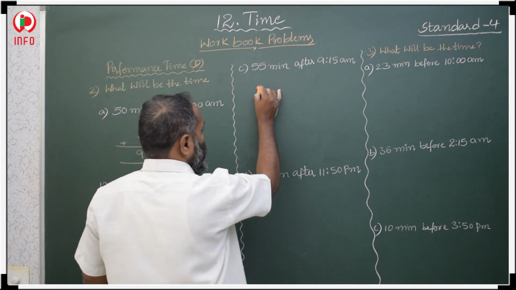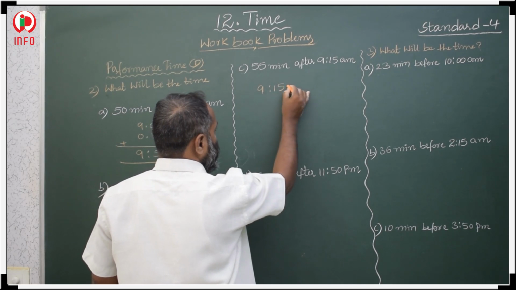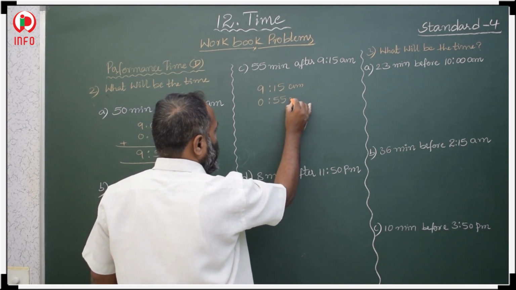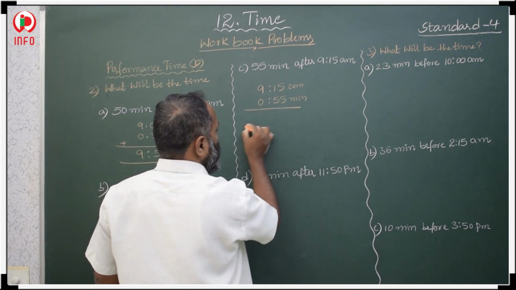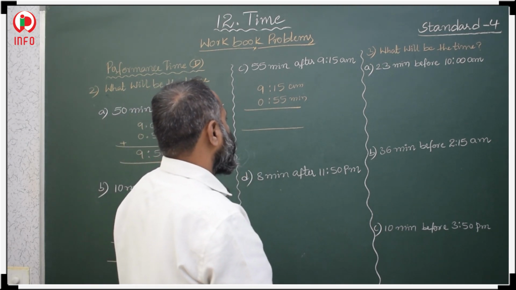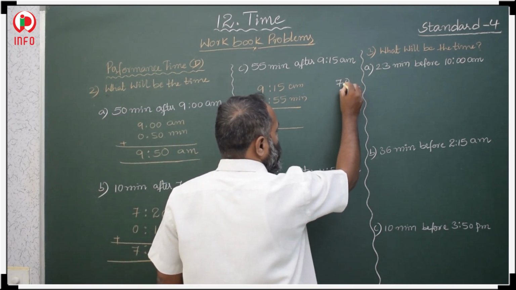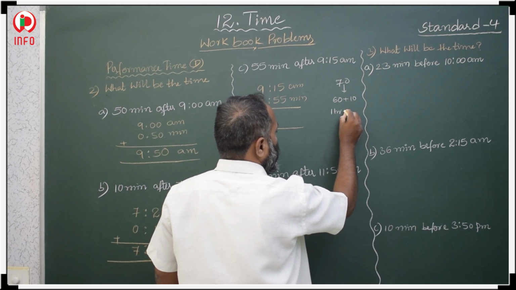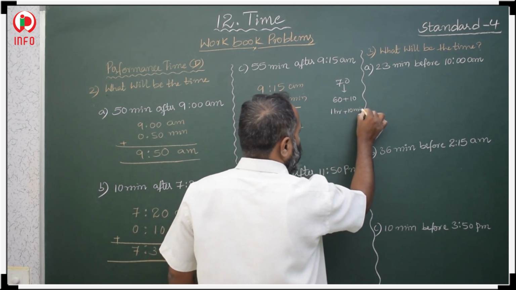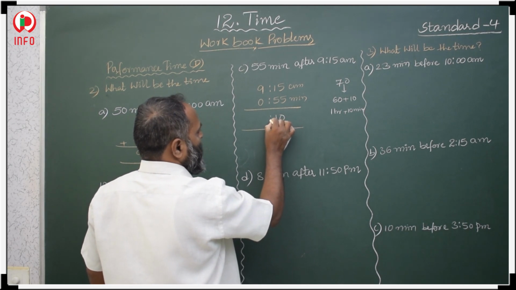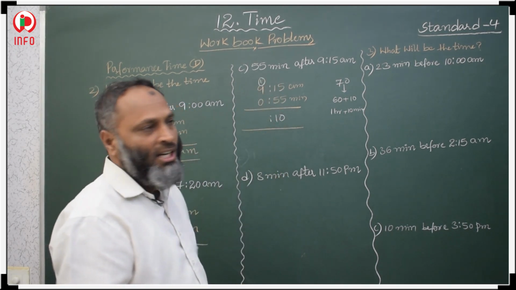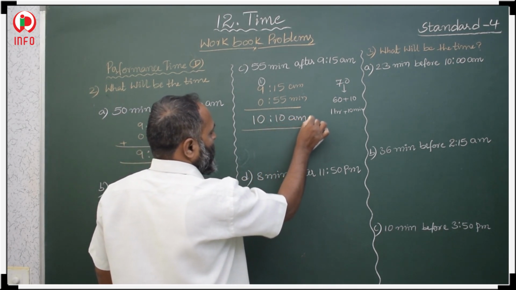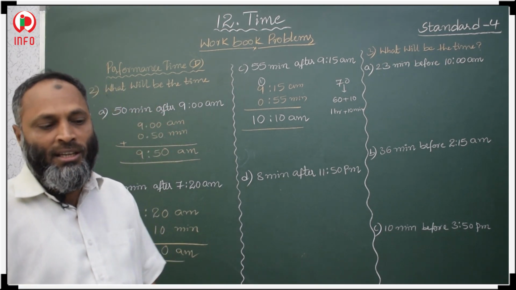Now 9:15 a.m., after 55 minutes, what is the time? Here 15 plus 55, that is 70. So 70 minutes means 60 plus 10, that is 1 hour 10 minutes. 10 minutes we should write in the minutes place, and 1 we should carry over to the hours place. 9 plus 1, 10. 10 hours 10 minutes, that is AM. The time is 10:10 AM.